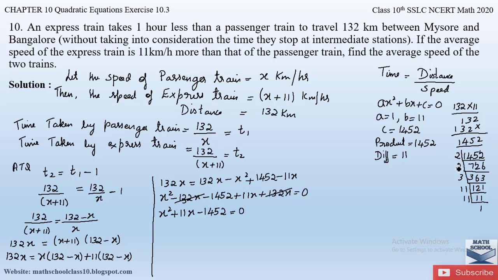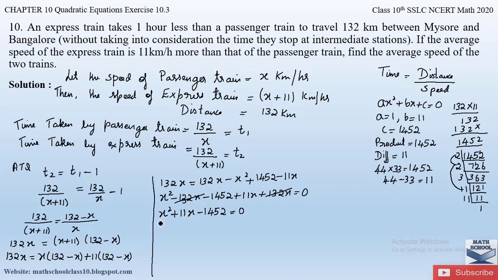So let us take 2 2s are 4, 4 11s are 44, 2 2s are 4 and 4 11s are 44, and 3 11s are 33. So we will get 44 into 33 as 1452, and 44 minus 33 you will get as 11. So this is how we are going to split this middle term, 11.